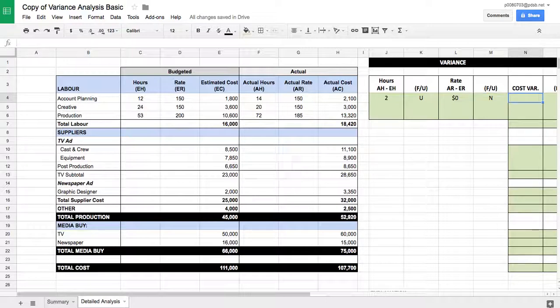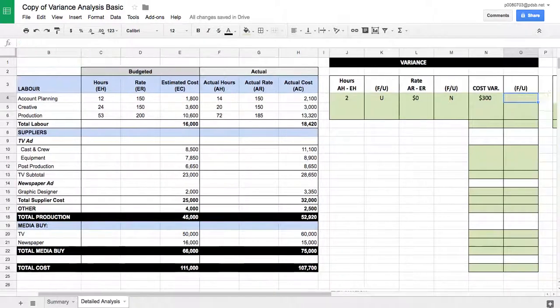Now the overall cost variance. What we're going to do is, what's the difference between the two? We already know this because we do the AC minus EC, and there's a $300 variance. So far, so good. You're following me?